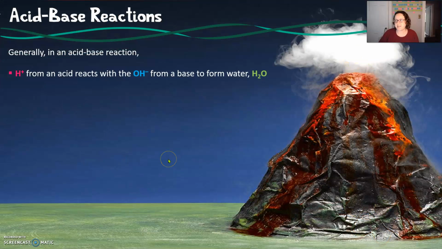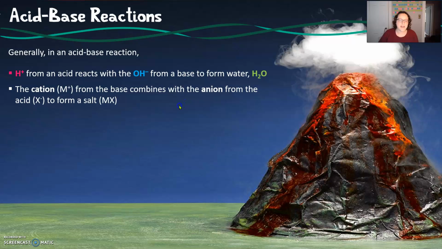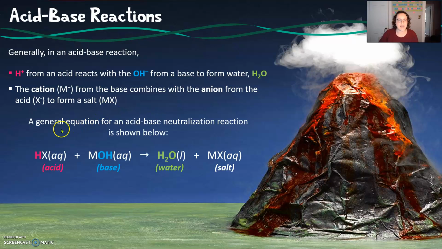In many acid-base neutralization reactions, a hydrogen ion, or H+, provided by an acid reacts with a hydroxide ion, or OH-, provided by a base to form water, H2O. The cation from the original base and the anion from the original acid can also combine to form an ionic salt. And in this way, an acid-base reaction is basically another type of double displacement reaction, like precipitation reactions.